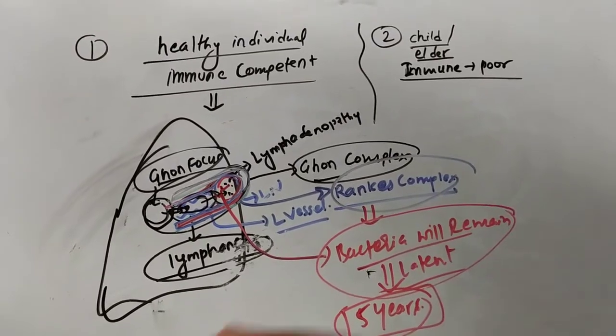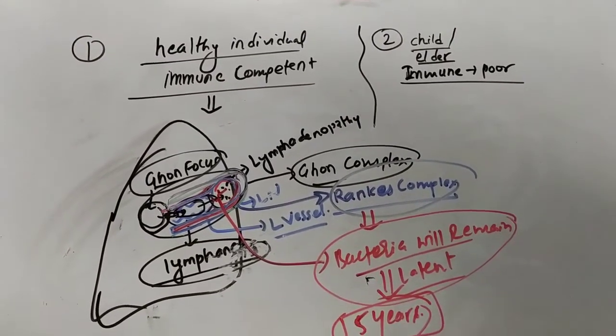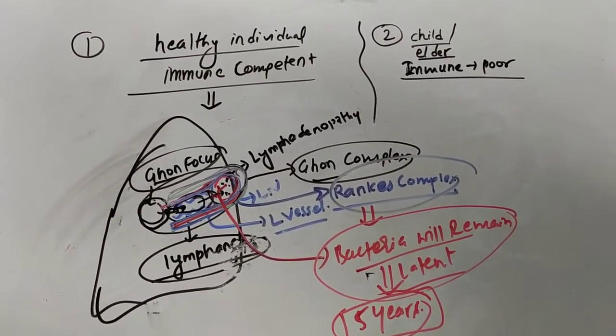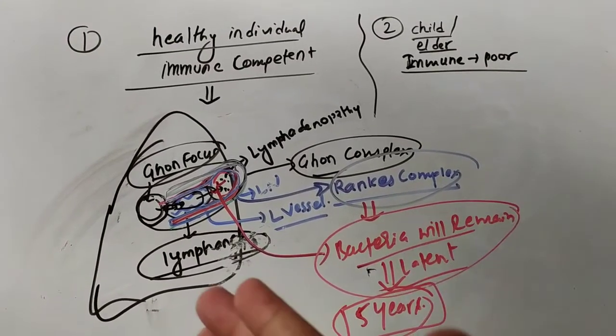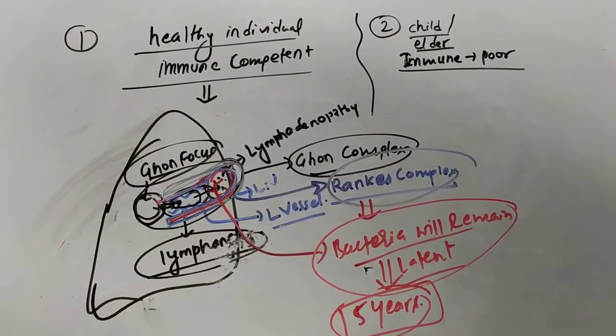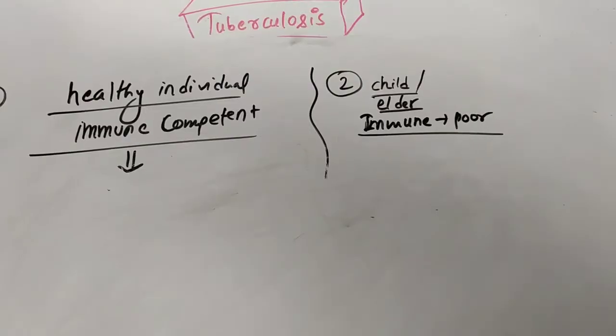So simply we can say that a normal healthy individual will not develop TB basically in the first stage, when the bacteria came and formed the Ghon complex and the Ranke complex.